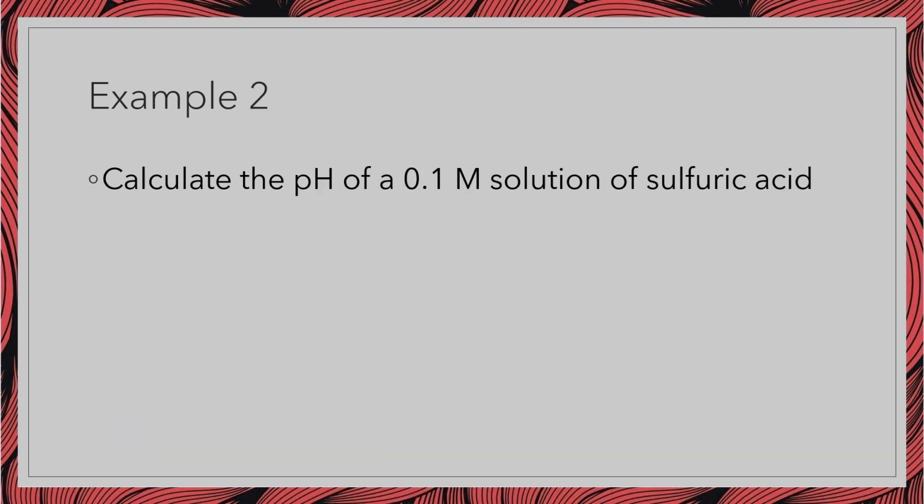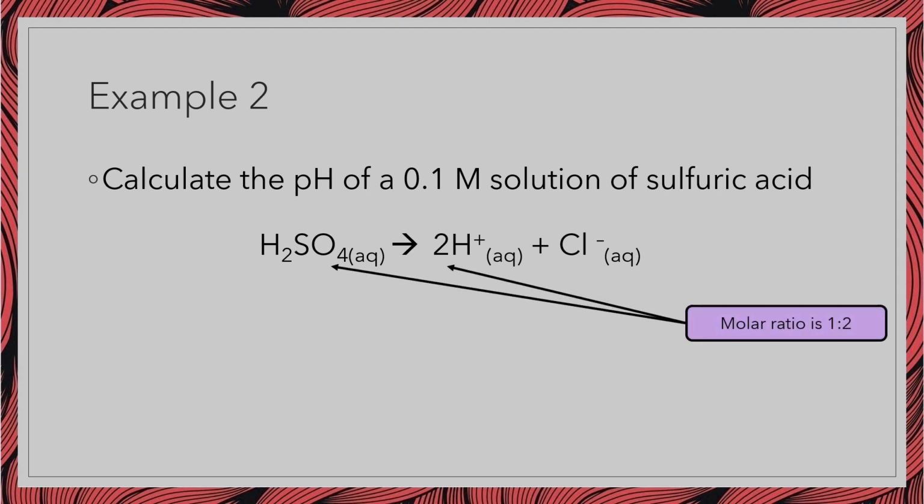Now, calculate the pH of a 0.1 moles per liter solution of sulfuric acid. This is where things get a bit different. So we know sulfuric acid is H2SO4. When it dissociates, it's going to dissociate 2 hydrogens. Oh, and that should obviously be sulfate, not a chloride. So the molar ratio is 1-to-2.